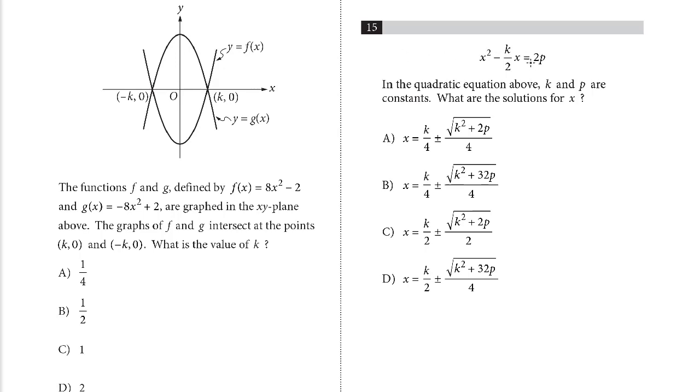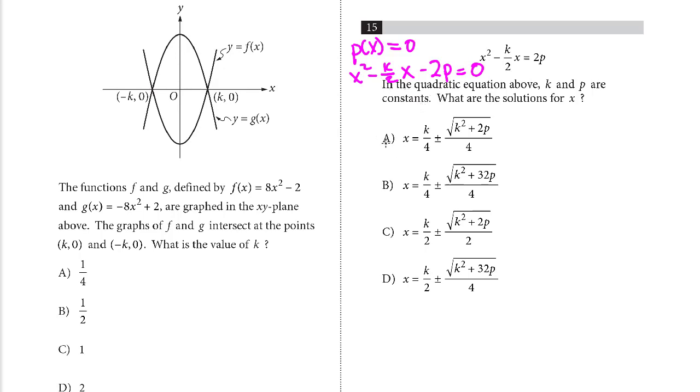Okay, so we can see a quadratic set up here, even though there are a lot of constants in there. But let's set this up as p of x equals 0. Then we can try to solve that. So that would be x squared minus k over 2 x minus 2p equals 0. So now we have it set up as a quadratic polynomial equals 0.